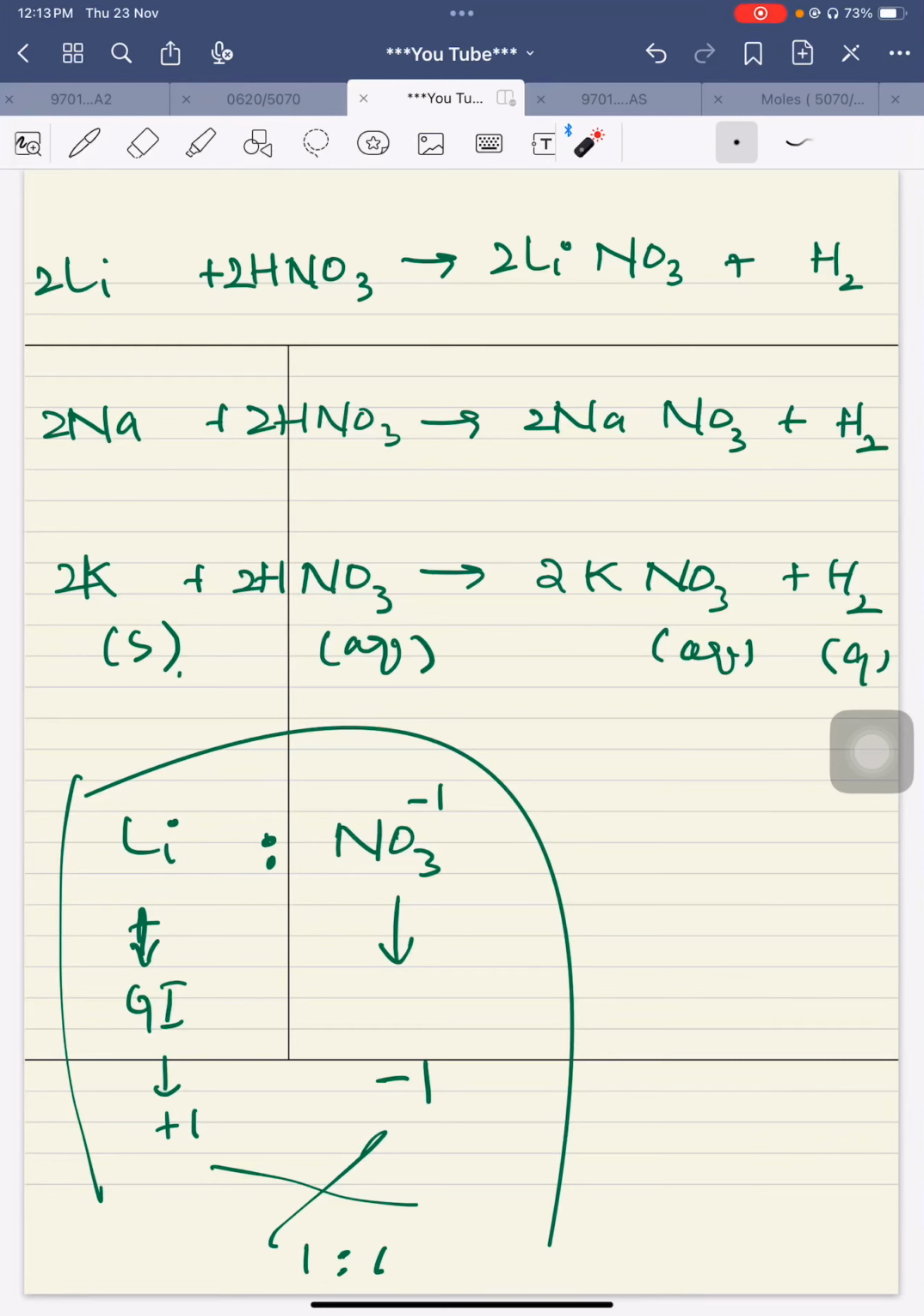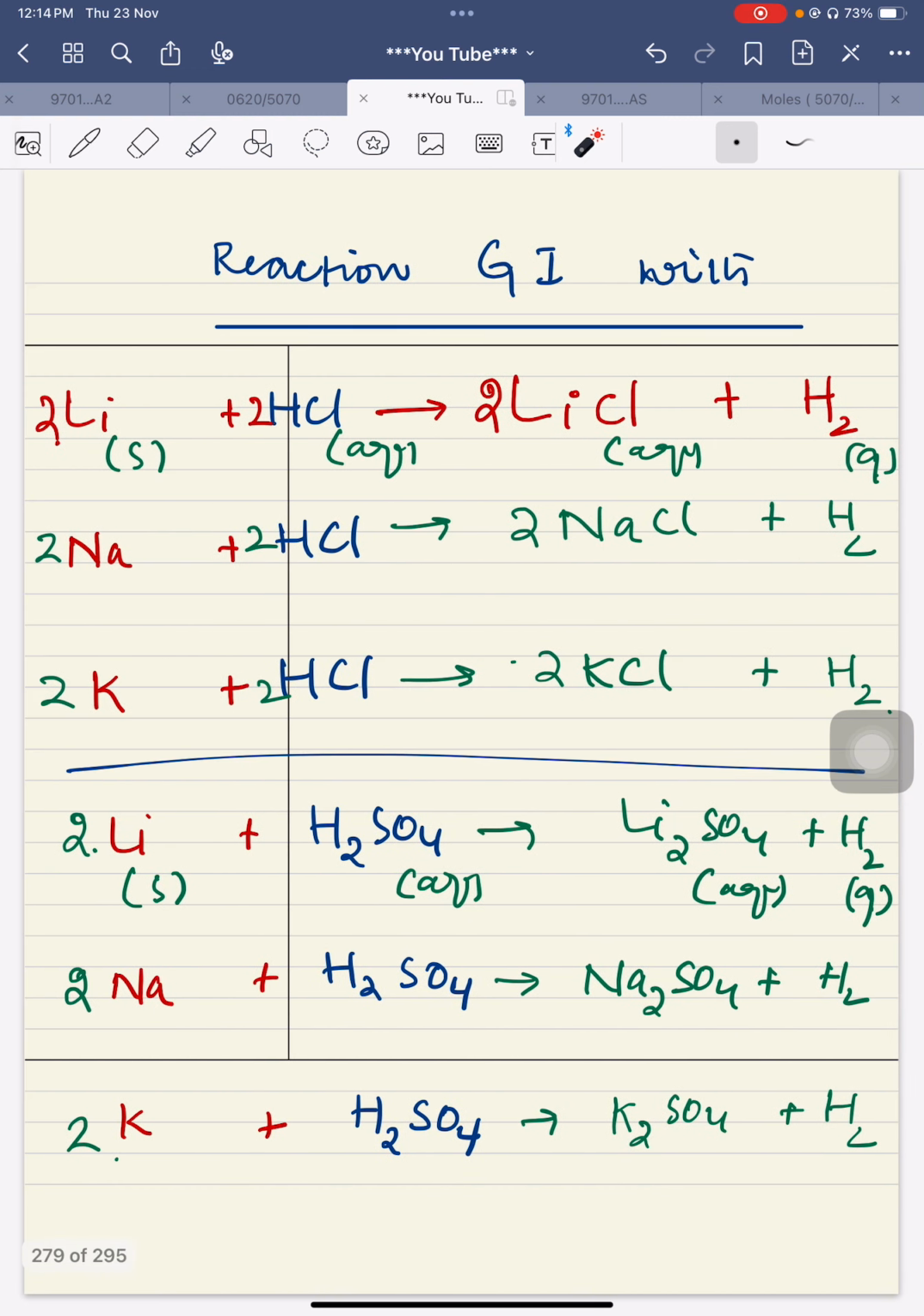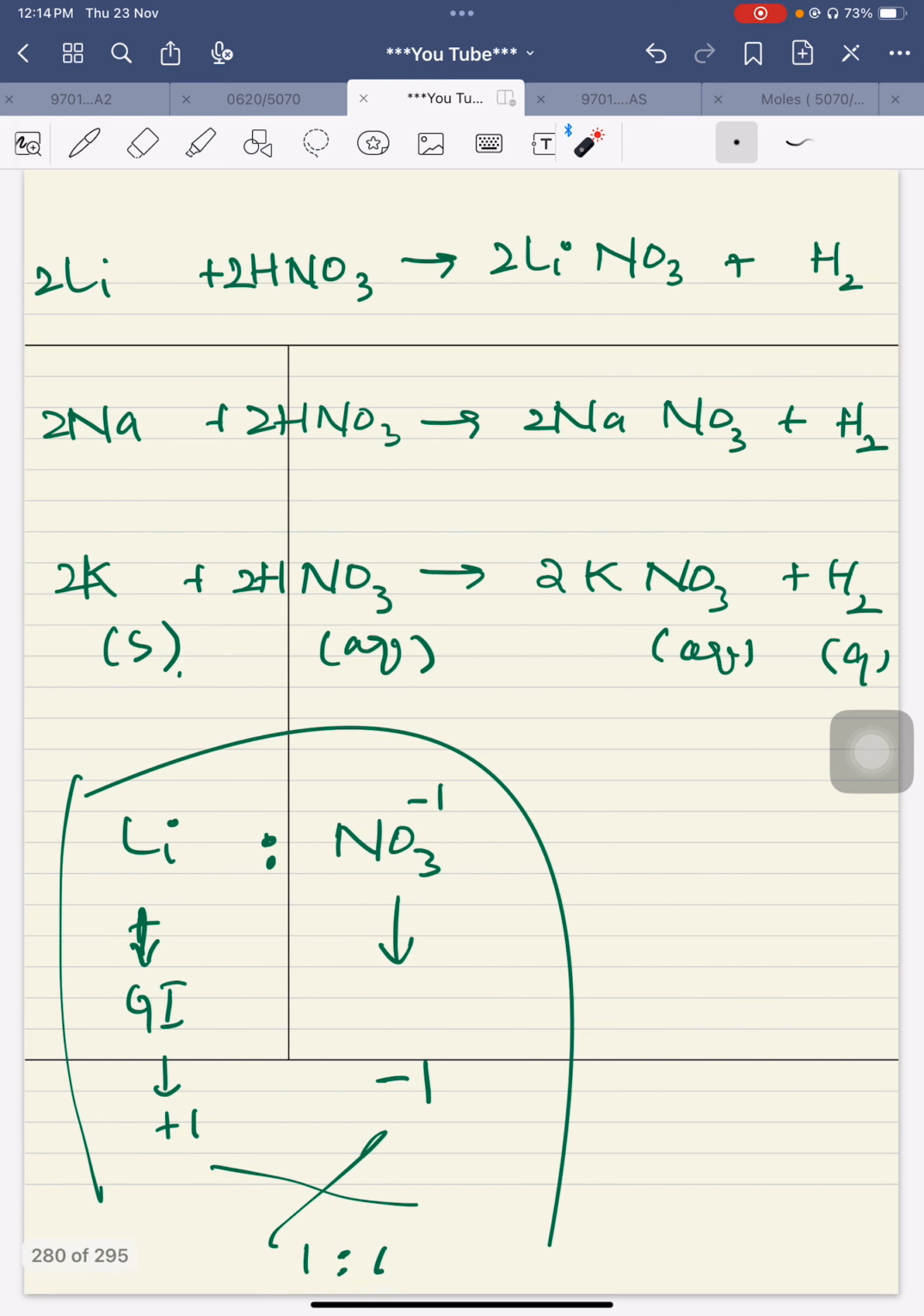Hey guys, welcome back. I was dealing with the reactions of the metals of group number one with different acids. We have discussed the reactions of group number one with hydrochloric acid, with sulfuric acid, and with nitric acid. I am now going to discuss a few more reactions of other acids.